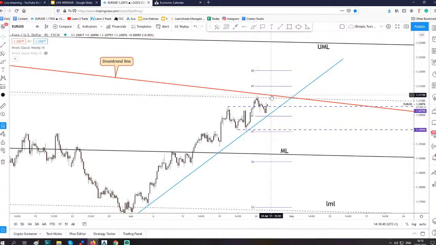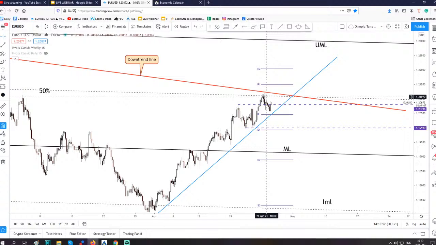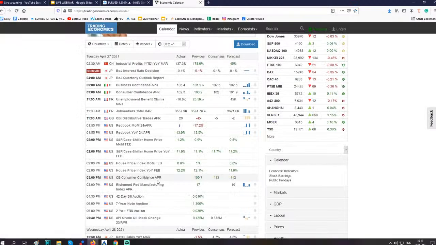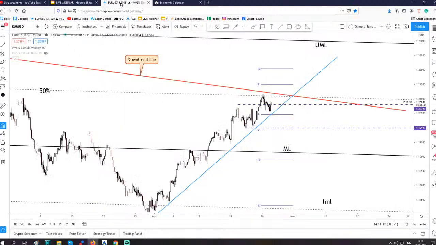Okay, because this failure here to reach the downtrend line has signaled a temporary decline before the price will jump higher again. And as I've told you earlier, if the CB consumer confidence disappoints later in less than 1 hour, then the price could jump higher and could reach our take profit here.